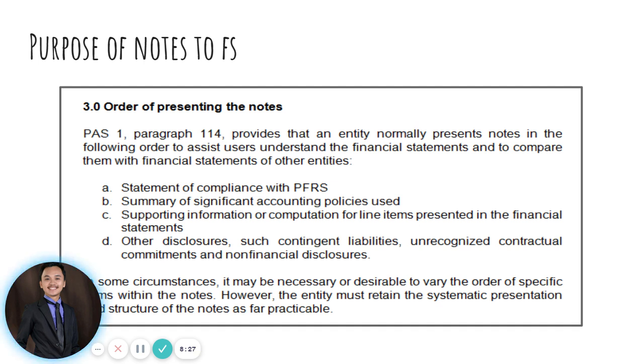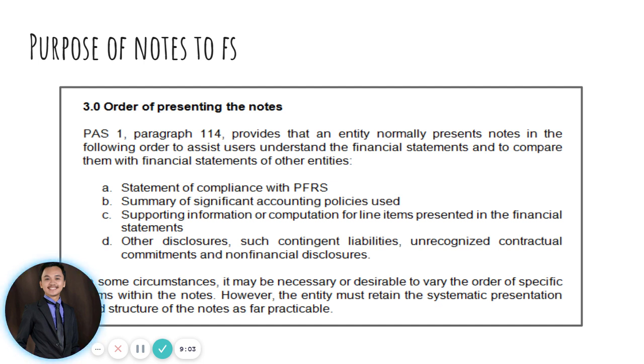And letter D, other disclosures such as contingent liabilities, unrecognized contractual commitments, and non-financial disclosures. So again, these four should be chronologically arranged in order. Number one, statement of compliance with PFRS, followed by the summary of significant accounting policies used, followed by supporting information or computation for line items presented in the financial statements, and lastly, other disclosures such as contingent liabilities, unrecognized contractual commitments, and non-financial disclosures.